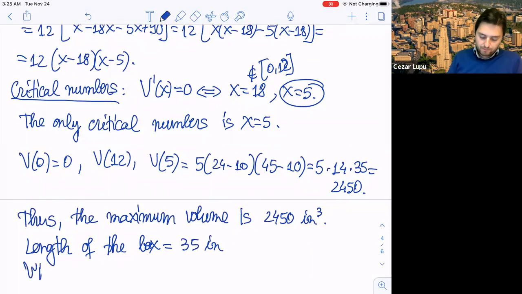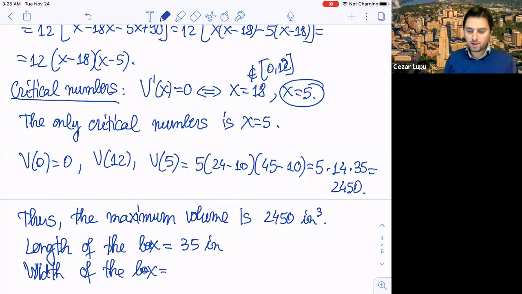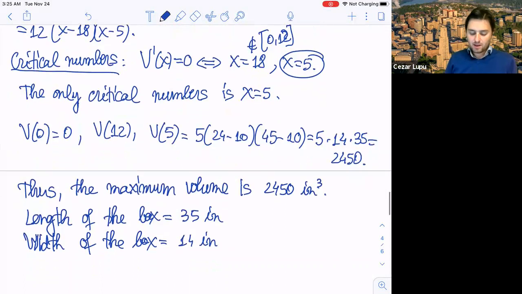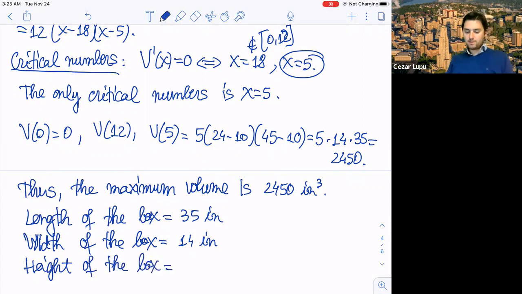The width, that was the word I was looking for. So the volume is the length times the width times the height. So the width of the box is 24 minus 2x, so it will be 14 inches. And the height of the box is 5 inches. As you can see, when you multiply these three numbers, you will get exactly this here, 2,450. Right? Okay.